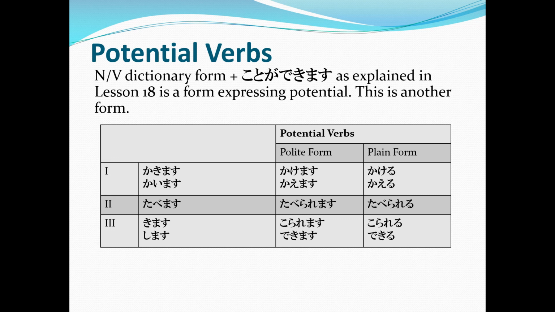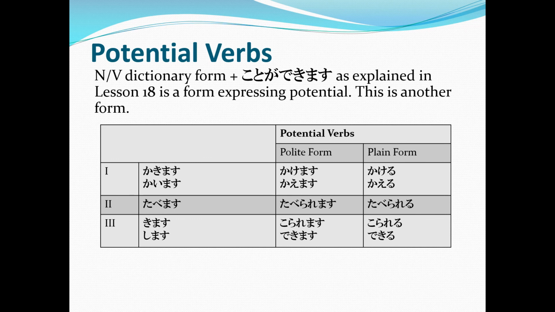How about the potential verb plain form of okimasu? Yes, it's okirareru. So, okimasu, to wake up. Potential verb in polite form is okiraremasu. And then the potential verb plain form of okimasu is okirareru. Wakarimashita? Now, let's move on to group 3 verbs.